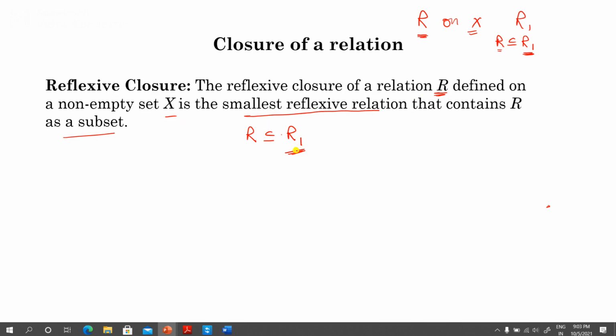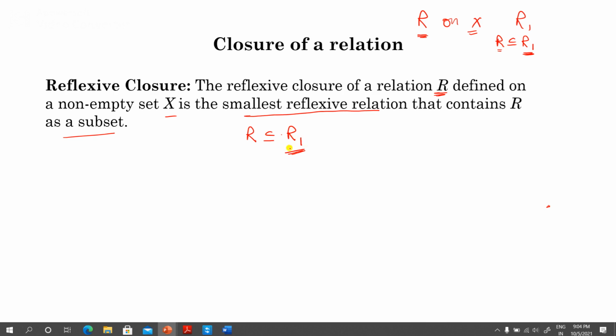So closure simply means to make the relation a particular type of relation. It may be reflexive, it may be symmetric, it may be transitive. In each case the definition will be the same except for reflexive, symmetric or transitive. It means if the given relation is, for example, reflexive, then it is the reflexive closure of itself. But if it is not reflexive, then we have to add some elements to find a superset of R, say R1. So if R1 is the smallest reflexive relation, then R1 is the closure of R.